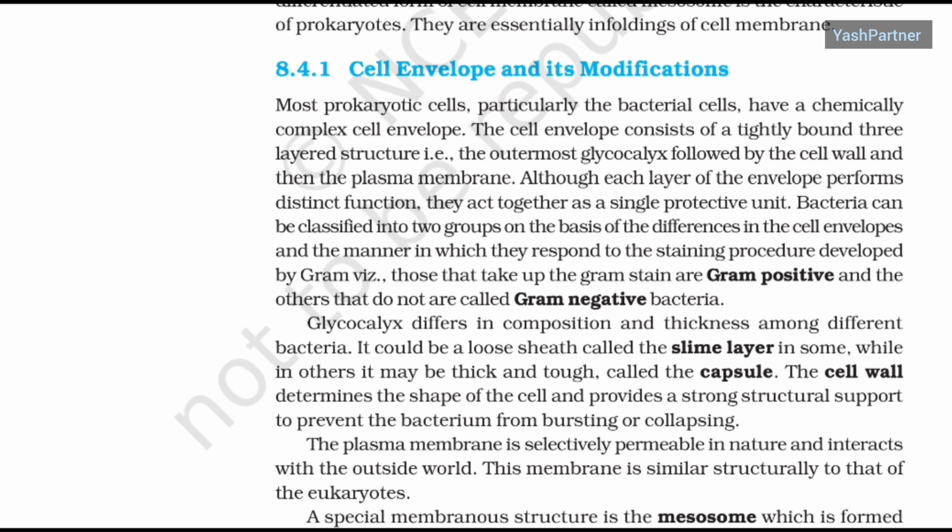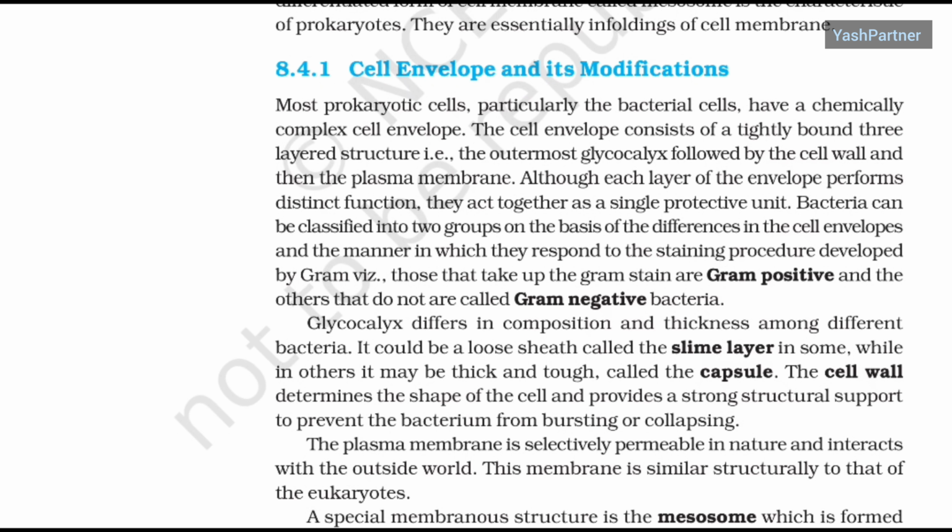Bacteria can be classified into two groups on the basis of the differences in the cell envelopes and the manner in which they respond to the staining procedure developed by Gram. Those that take up the Gram stain are Gram-positive and the others that do not are called Gram-negative bacteria.